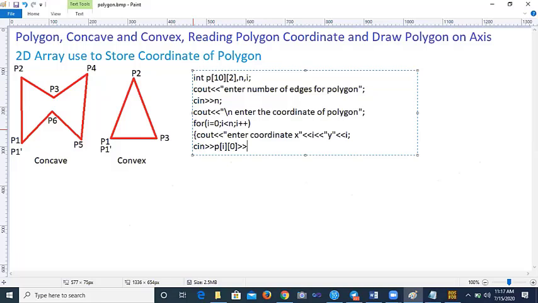And again P of i 1. P of i 1 indicates my y coordinate. Here I am writing the comment using two slashes. So P of i 0 is equal to the x coordinate, and P of i 1 is equal to the y coordinate. What does this indicate? That shows your y coordinate.